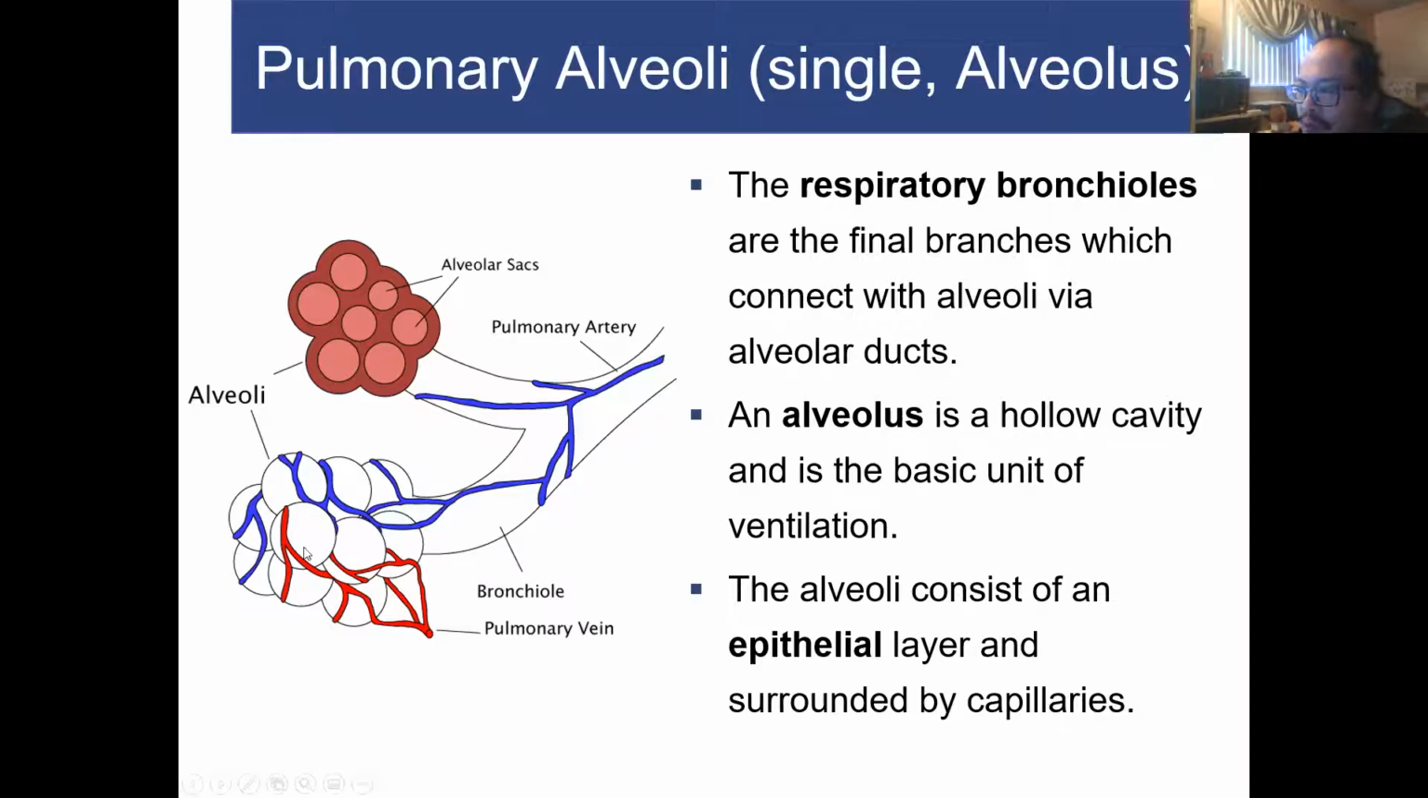Now each one is also wrapped around the capillary. The capillary will connect with the vein, go back to the heart, and this blood will be the oxygenated. So that's that. So the end of the bronchial is called the respiratory. So this is the respiratory bronchiole, and it's the final branches of the respiratory tree.